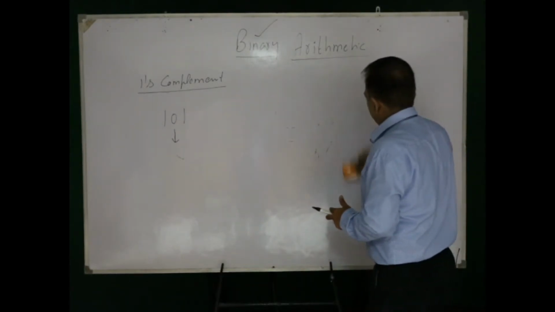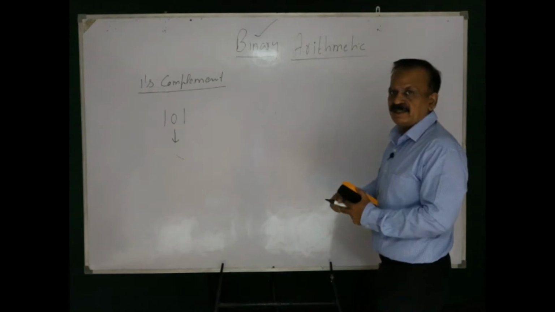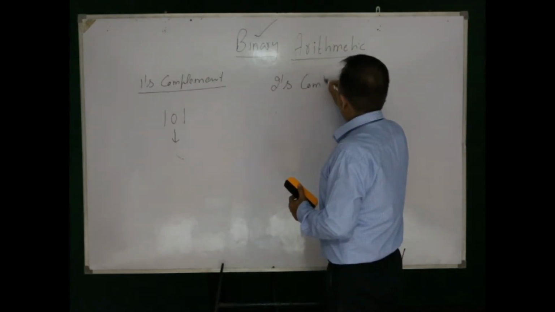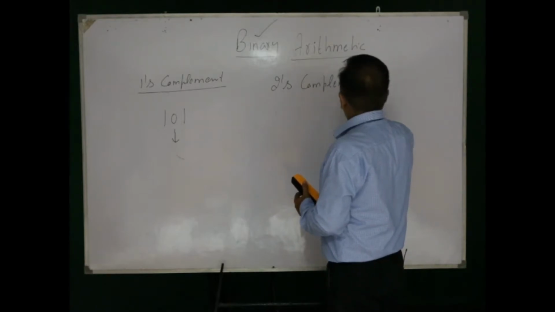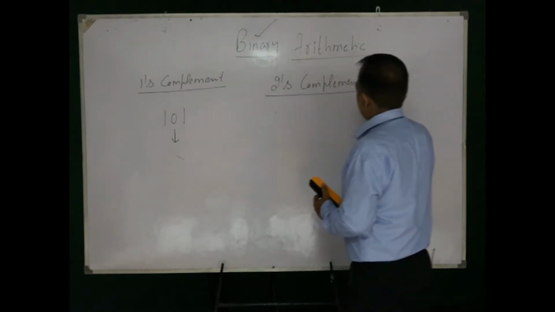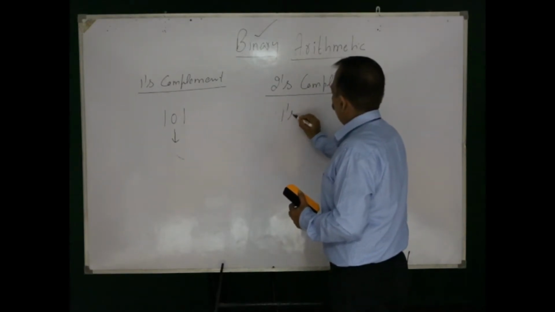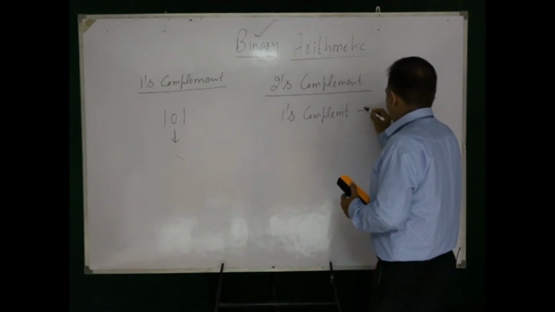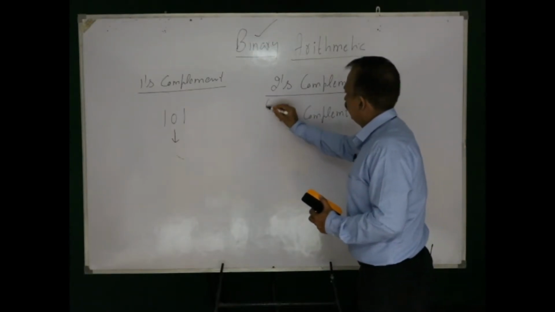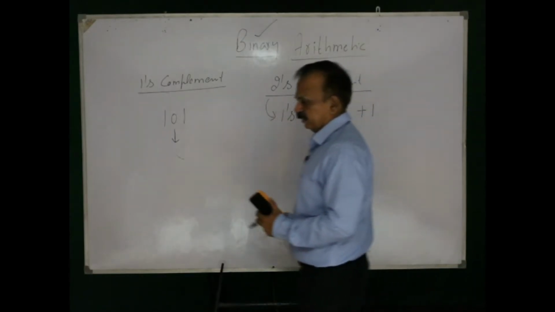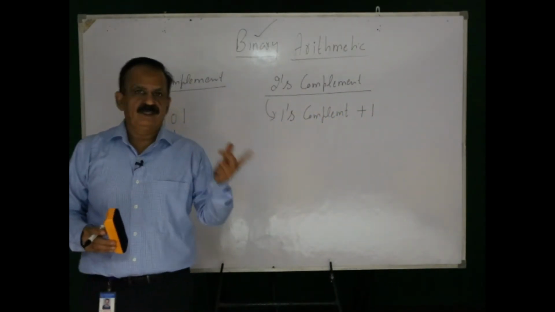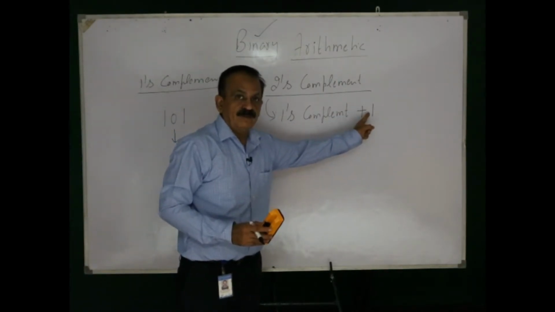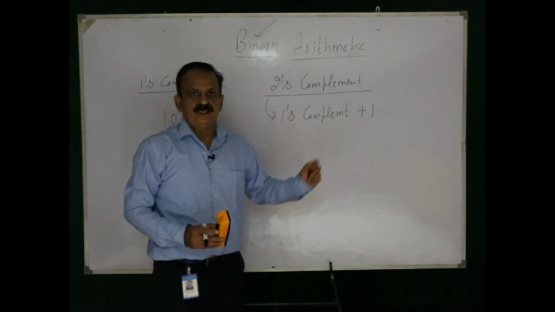Now let us go for the second complement, and that is nothing but 2's complement of the number. Now what is 2's complement of the number? The 2's complement of the number is obtained by adding 1 to 1's complement. Say this is 1's complement plus 1. This is nothing but the 2's complement of the number. 1's complement, we understand how we can find 1's complement, and when 1 is added to the 1's complement, it will be the 2's complement of the number.